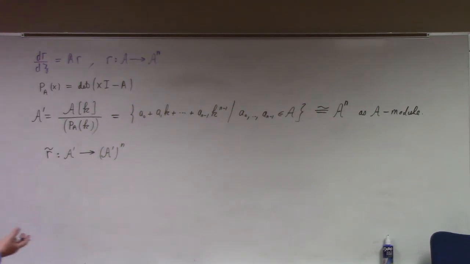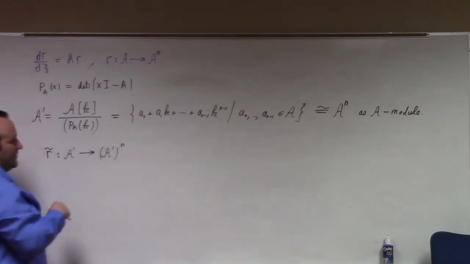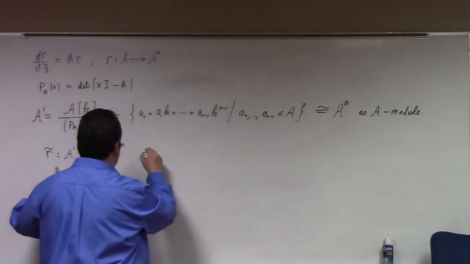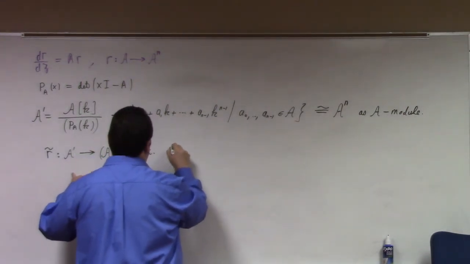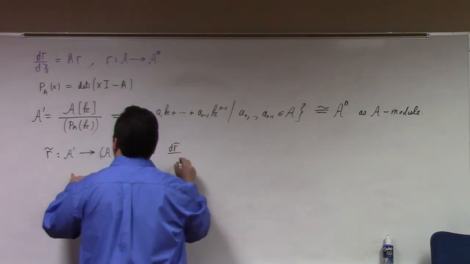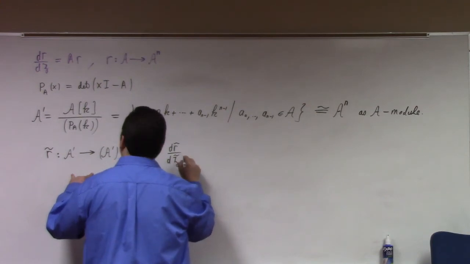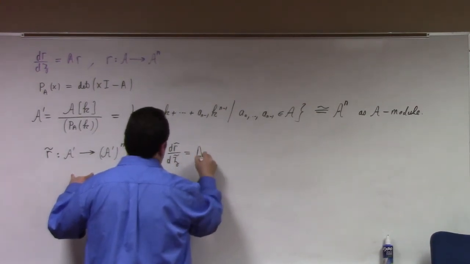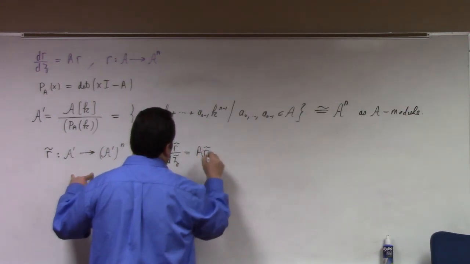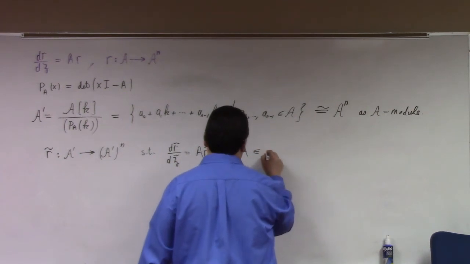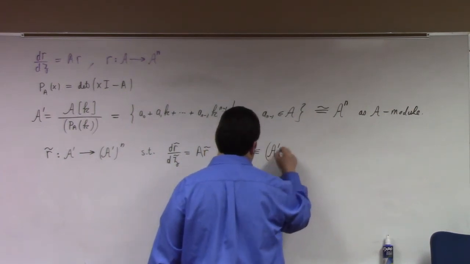But this is starting to be kind of a big thing. I mean, this is n squared dimensional over A. That's big. But I think we want this such that what? Such that dr tilde, d zeta tilde, is equal to A r tilde. Notice that A is also an element of A prime n by n.